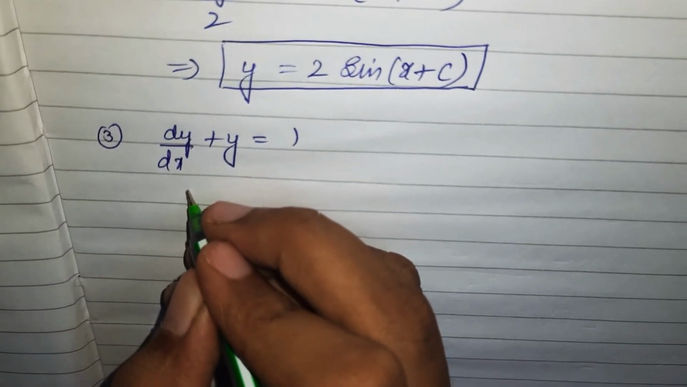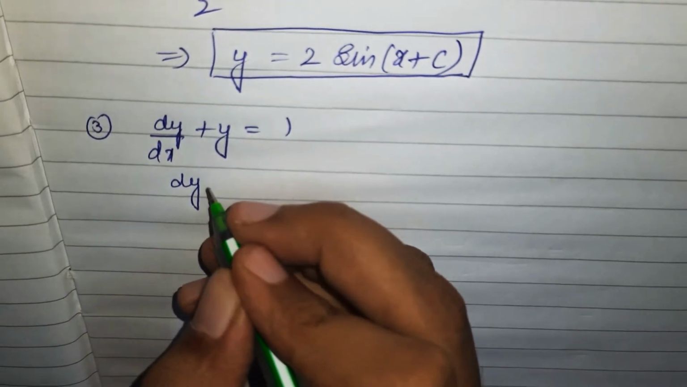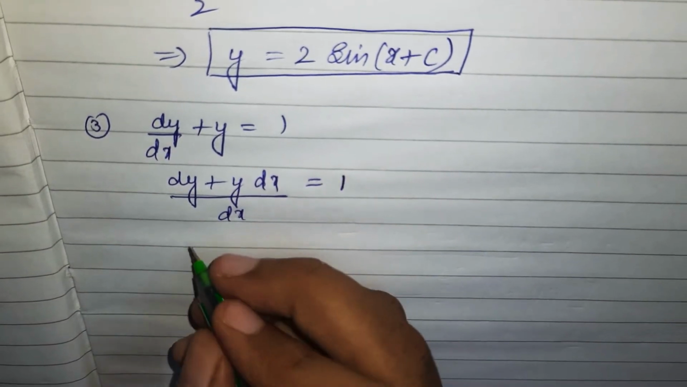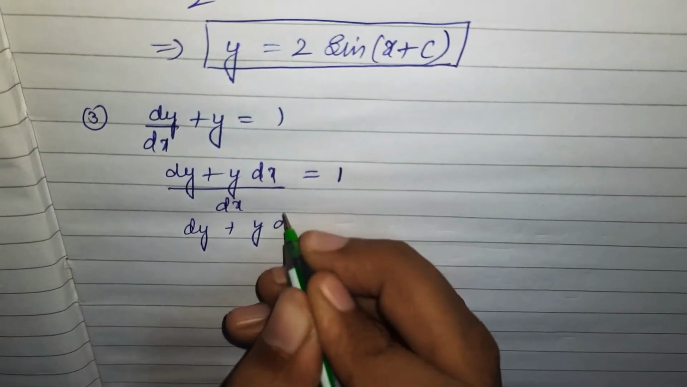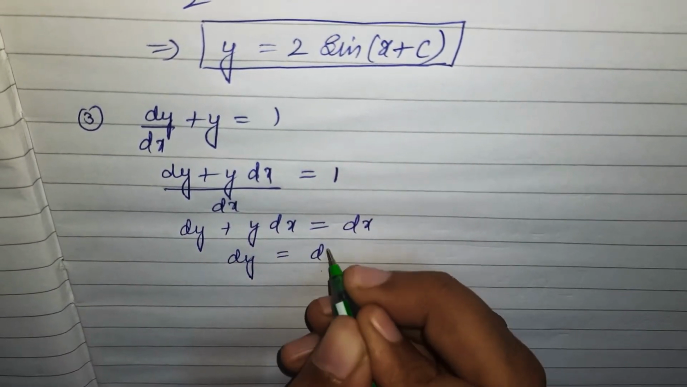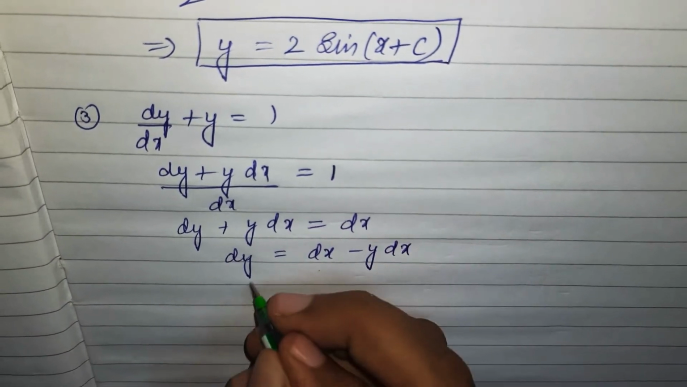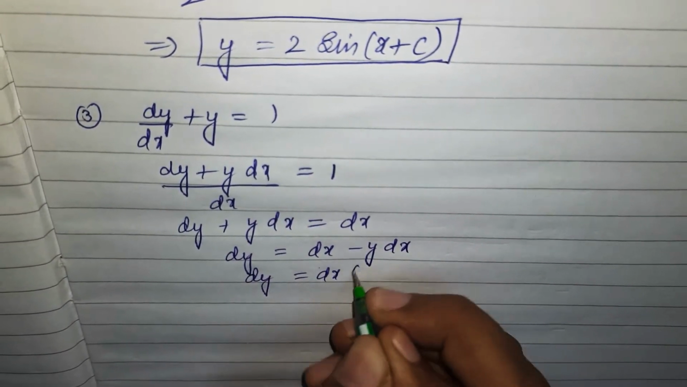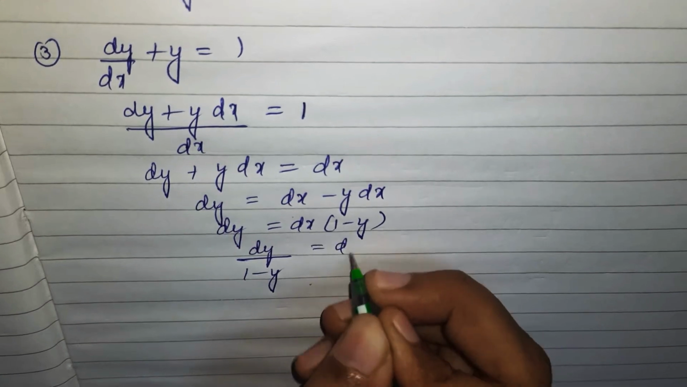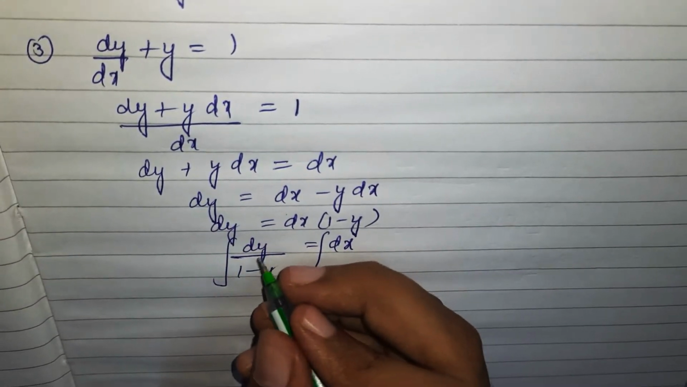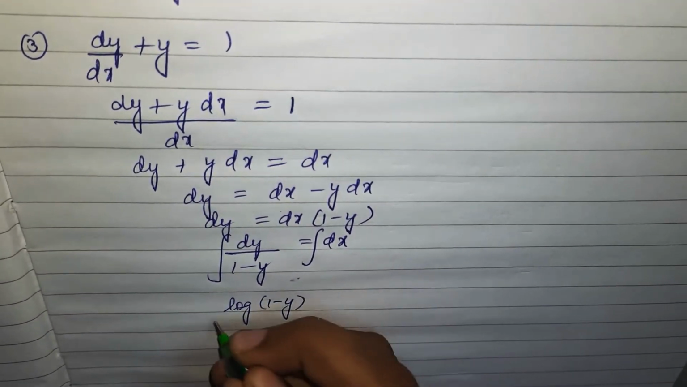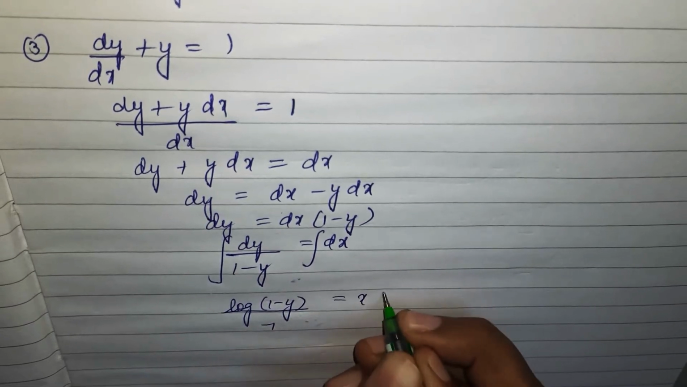Now, if I talk about this, what I need to do, dy by dx, taking LCM. After taking LCM, I am getting something like this. Now, dy plus y dx, and this is 1 into dx. Now, dy is 1 dx minus y dx. So, if I take dx common, I am getting 1 minus y. So, dy upon 1 minus y equals dx. Now, integrate both sides. Dy upon 1 minus y, that means log of 1 minus y upon minus 1, and this is x plus c.